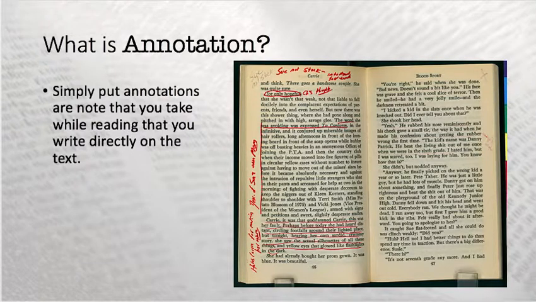Simply put, annotations are notes that you take while reading that you write directly onto the text. That is the key thing that makes it an annotation. If you write it somewhere else, say on a sheet of paper next to your text or something like that, it's not an annotation. You have to write directly in your text. So here I have an image that shows what that looks like.